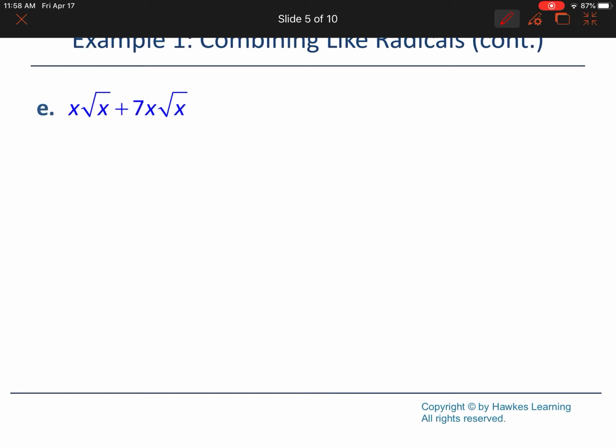Okay, so now we have variables and radicals again. In fact, we have variables and variables in the radicals. But you have to see whether or not they match exactly. So x square root of x, and this has an x square root of x. There's no number on the first one, so that means it's a 1. So I have 1 of them plus 7 of them gives me 8 of them.